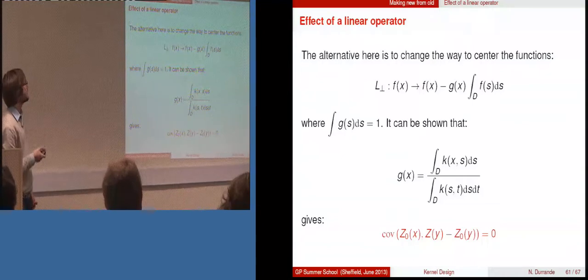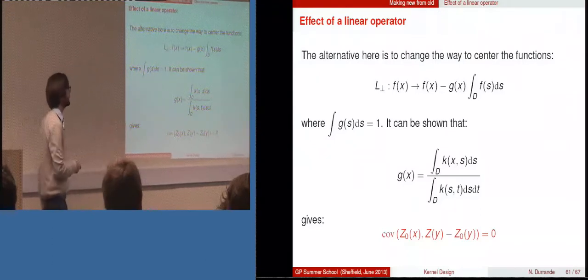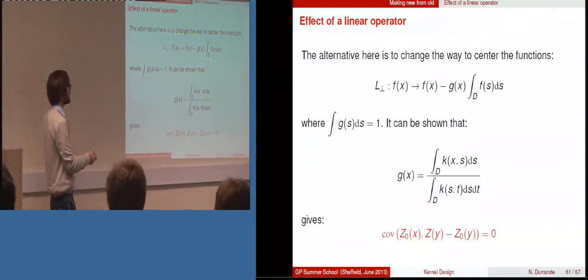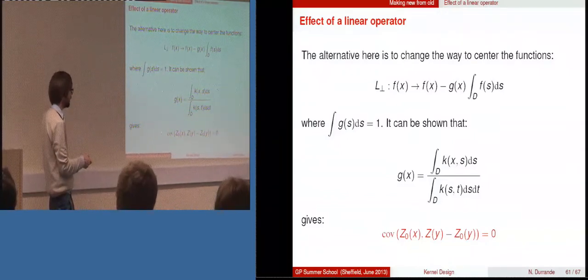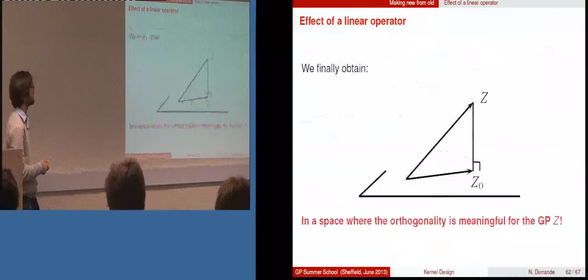So an alternative here is to change the way we center the function. We can introduce a function g with integral equal to 1. This will also center the function f, but in a different manner. It can be shown that if you take this expression for g, then you obtain the covariance between Z minus Z0 and its projection equal to 0. So that's what we end up with.